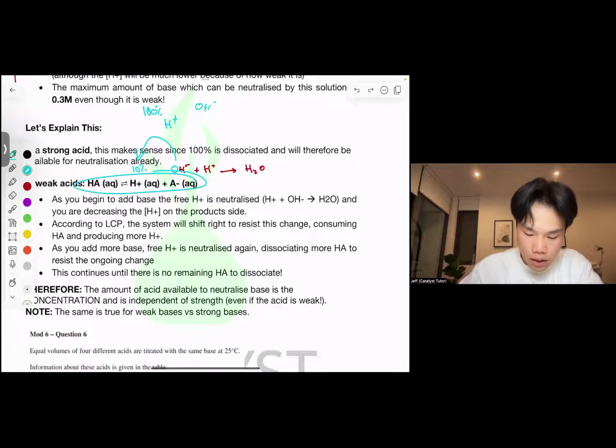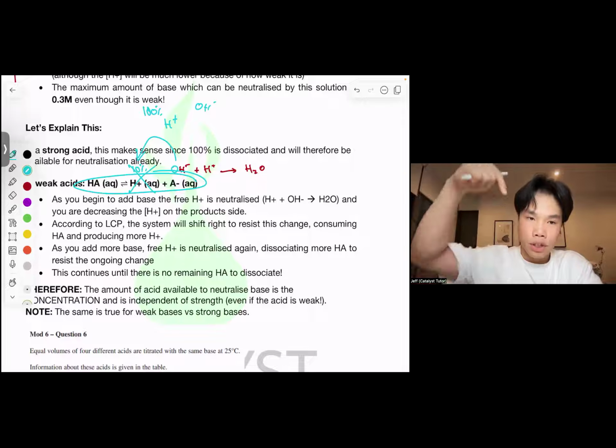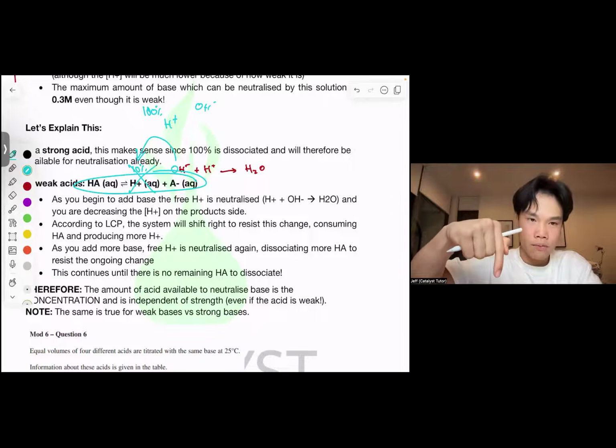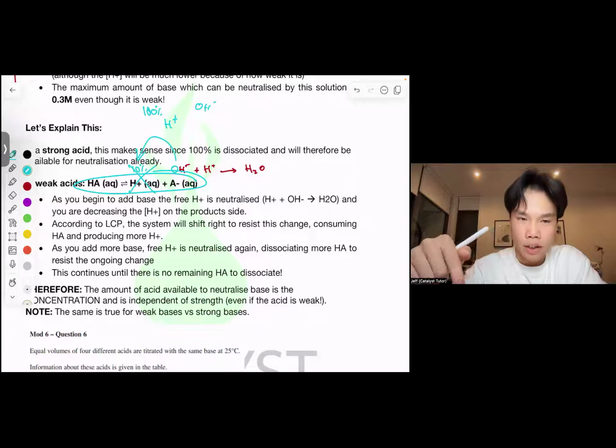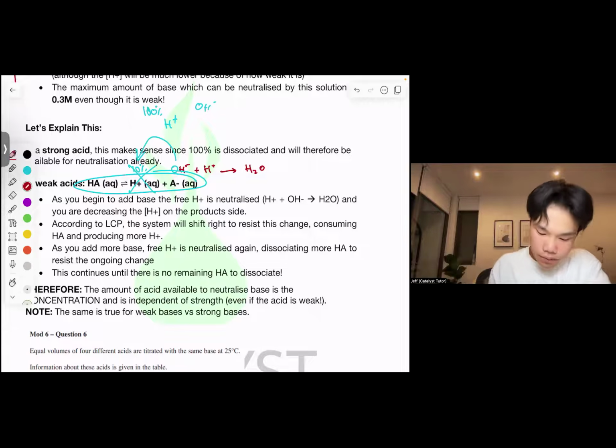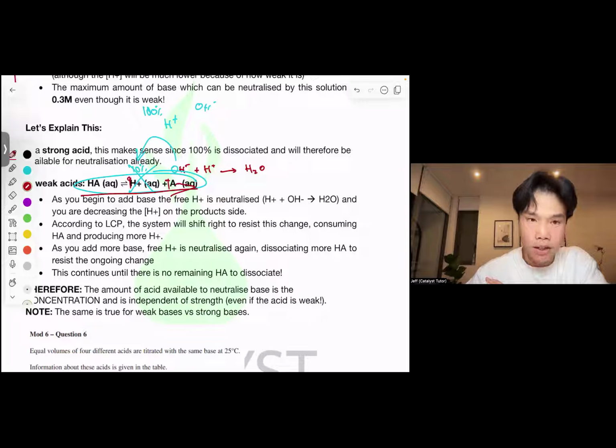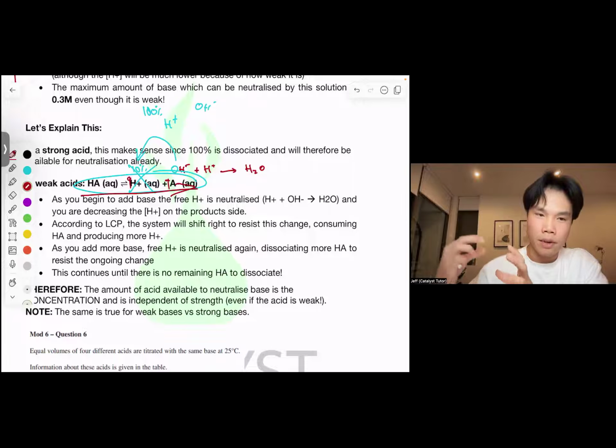So that would basically react with all of your H plus if you add enough OH minus initially. And if you decrease your H plus concentration, the equilibrium system is going to shift to counteract the change in accordance with LCP, which is going to make it go to the right, producing more H plus and producing more A minus. Does that make sense, first of all, Sumya?